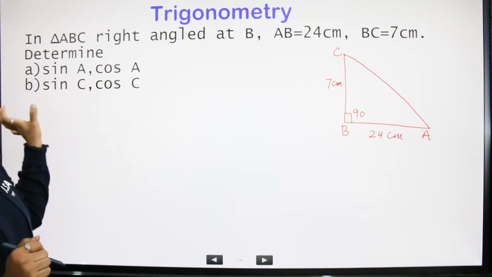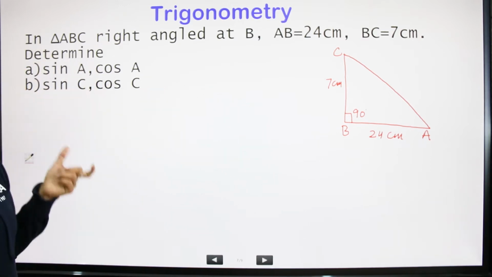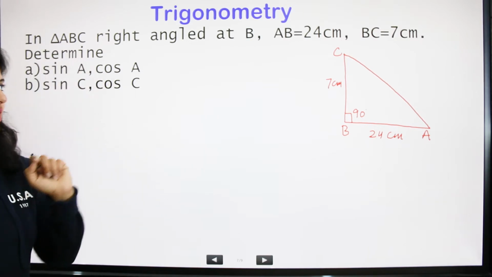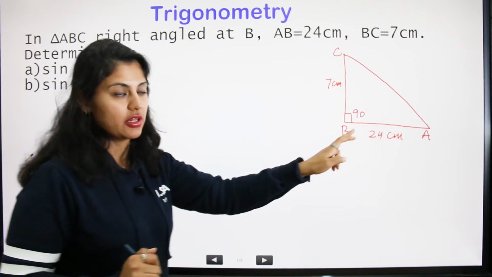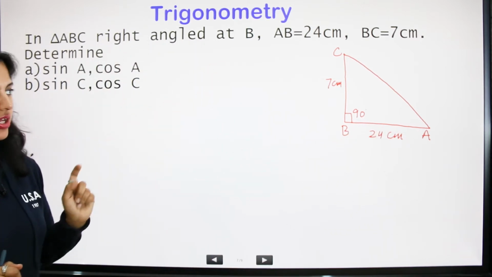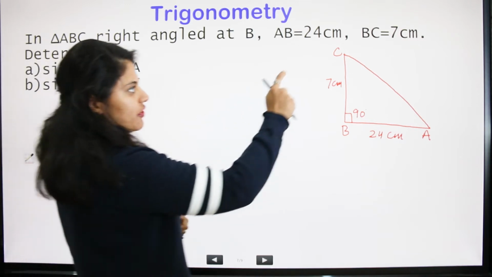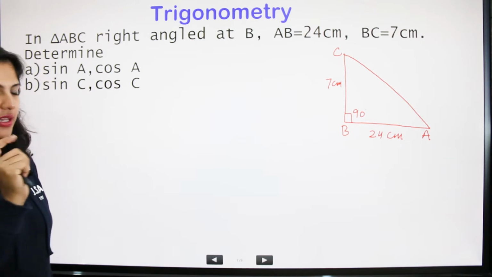These are two different parts, and we have to find these values. These are the trigonometric ratios, which I already explained to you in the previous video. So now it's time to find CA first of all. If we find the value of CA, then only will we be able to find all the other trigonometric ratios. How can we find this CA? With the help of the Pythagoras theorem.